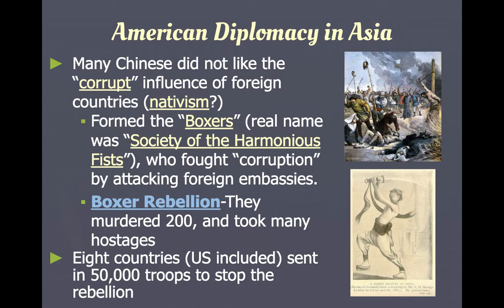And so in the Boxer Rebellion, they're going to murder about 200 foreign nationals and take many hostages. It is estimated that throughout the whole rebellion, about 100,000 people died. As a result of this, 8 countries, U.S. included, are going to send about 50,000 troops in order to stop the rebellion. And that's when the big amount of deaths are going to occur, once the military gets sent in from the Europeans and the U.S. That is when a lot of those deaths happen.